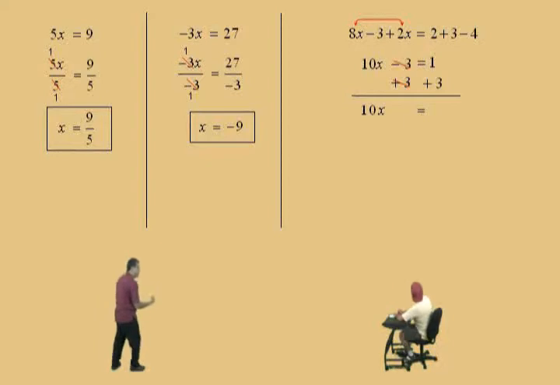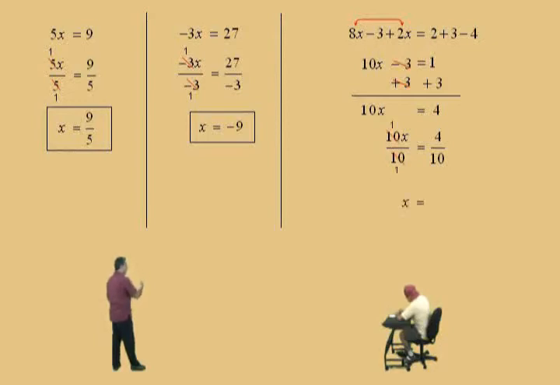And the right-hand side, we have what? 4. 4. Now, we're going to do what to both sides to get our 1x, Charlie? Divide by 10. Divide both sides by 10, that's right. And 10 divided by 10 is 1. And so we get the 1x on the left-hand side.